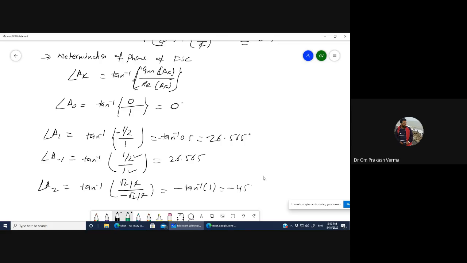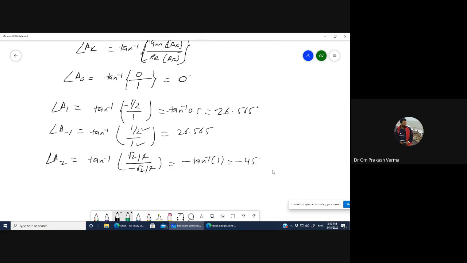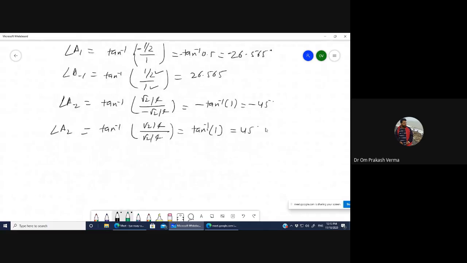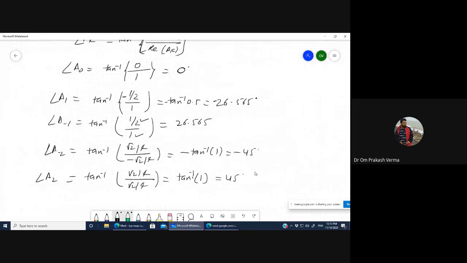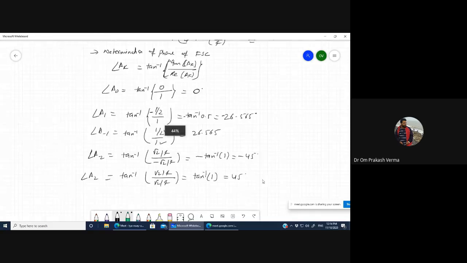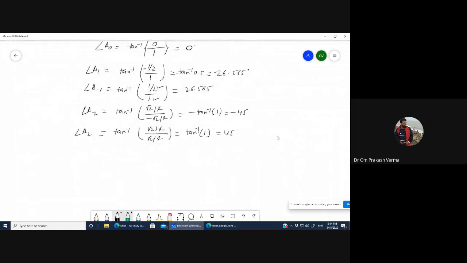However, in the case of the angle of A2, the imaginary part is root 2 by 4 and the real part is also root 2 by 4. This is tan inverse 1, which is 45 degrees. Now we are going to plot the magnitude spectrum as well as the angle spectrum. So watch very carefully. Let's see, now I'm going to the magnitude spectrum.